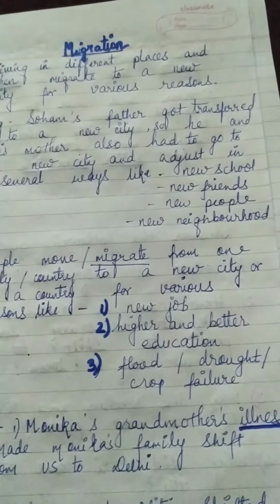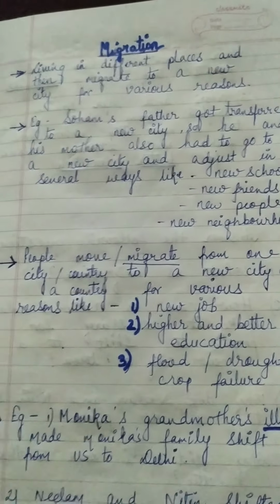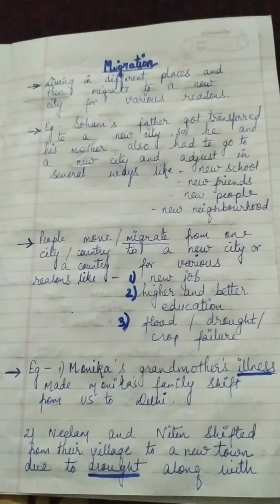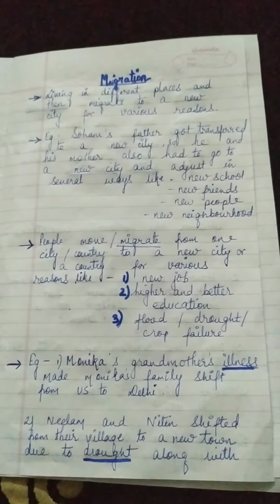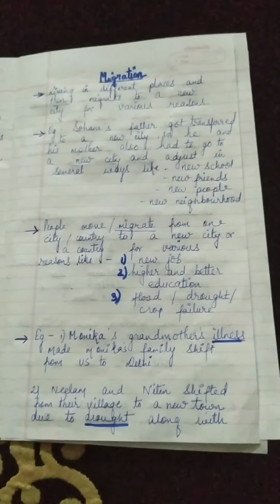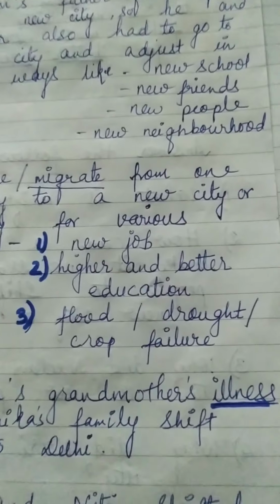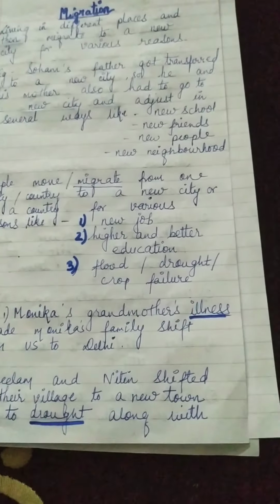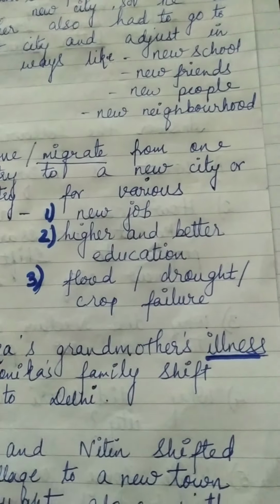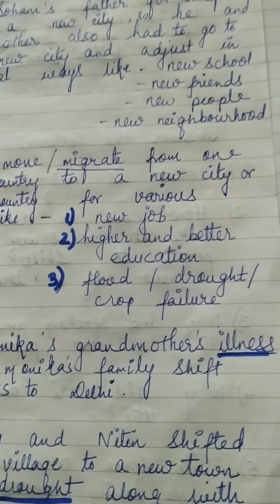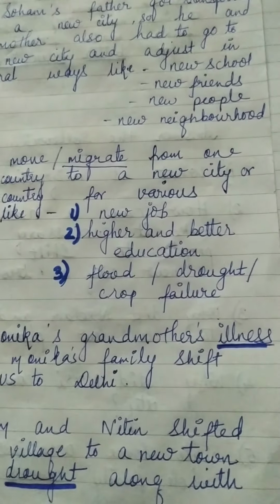First of all, I'll tell you about migration. What is migration? Shifting from one place to another, from one city to another city, or from one country to another country is called migration. The main reasons of migration are whether you get a new job, or for higher and better education facilities you want, or for any kind of natural calamities like flood, drought, crop failure, etc.